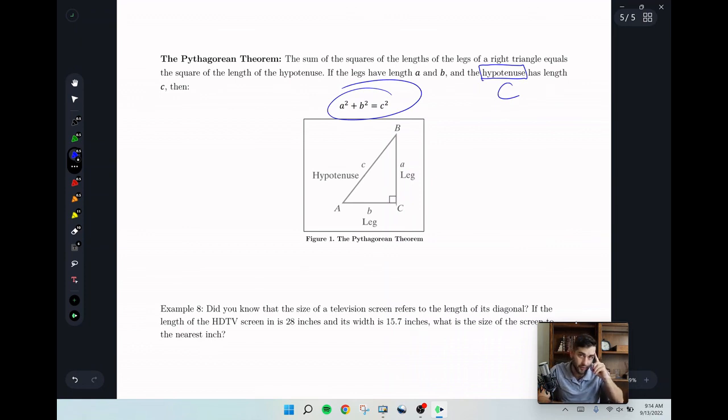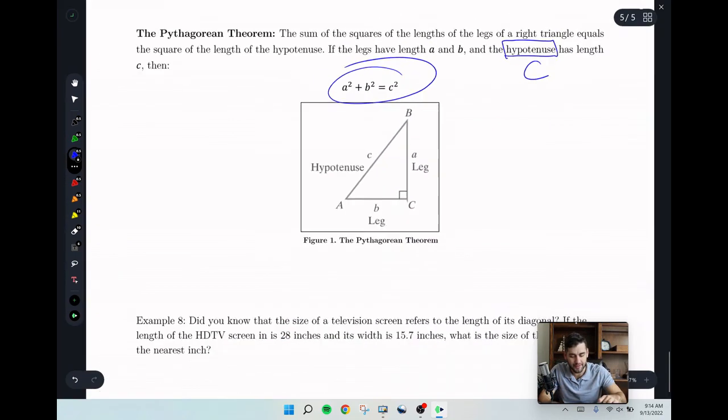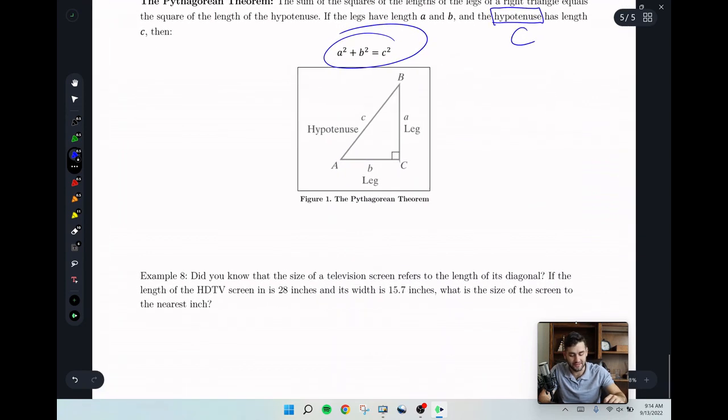That's the most important thing, that you know that the two edges touching the right angle aren't c. c is the longer side. And you can see that in that picture right there. So here we go. We're just going to do a TV example. Did you know the size of a TV screen is the diagonal? I'll draw a picture up here.